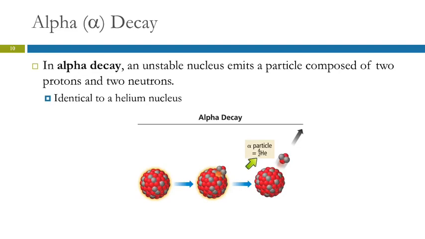So the alpha particle can be symbolized as He, with mass number 4 and atomic number 2. So 4 is the mass number, and the number of protons is 2. The alpha particle is not a helium atom. It doesn't have any electrons. But when we're talking about nuclear chemistry, we really don't care very much about the electrons. We're focused on the nucleus. So we refer to it that way.